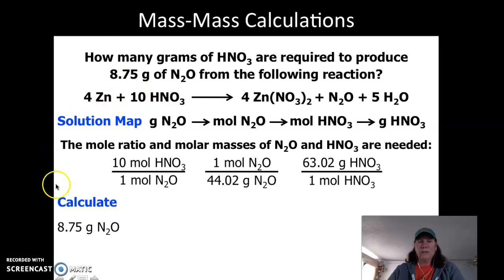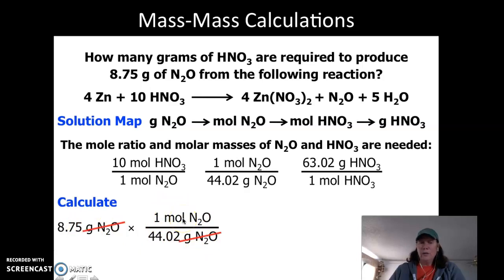Again, don't worry about the solution map. This is what we're worried about. So write down what you know. 8.75 grams of N2O. I know I have that, okay? Now I want to change grams to moles. So 1 mole of N2O, I take 2 nitrogen, 1 oxygen, add them together, and I get 44. That's what it weighs, okay? So now I've gotten rid of grams of N2O, and I have moles.